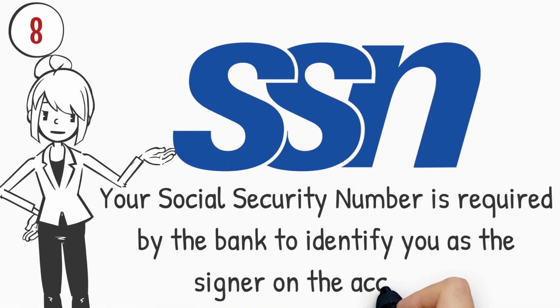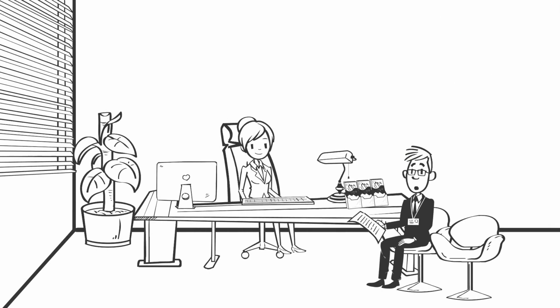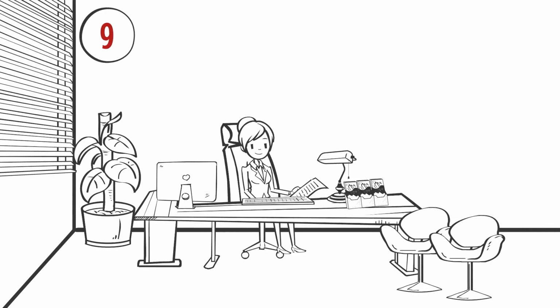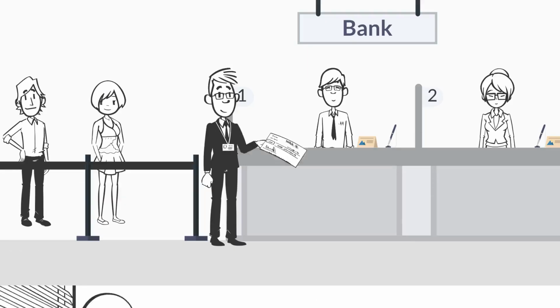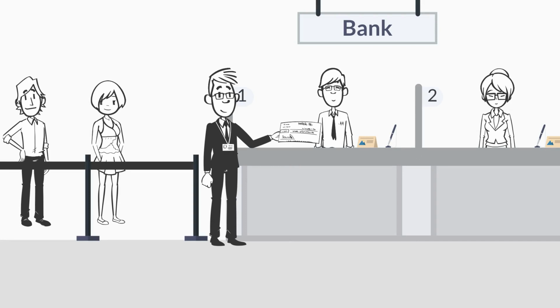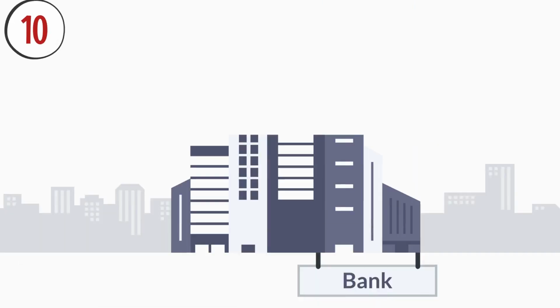8. Your Social Security number is required by the bank to identify you as the signer on the account. Ask the bank representative to confirm the EIN of the company and your SSN to avoid confusion between these two identifiers. 9. The bank uses your John Hancock on the signature card to compare your handwriting when a check is presented to the bank.